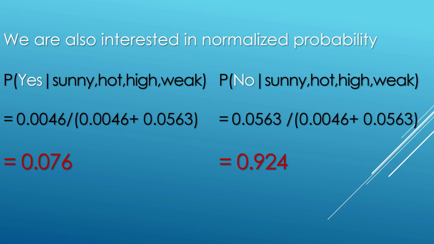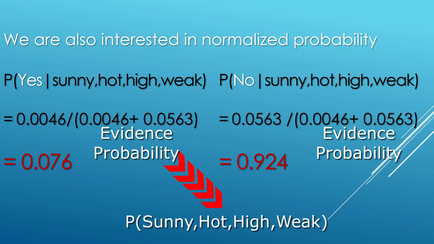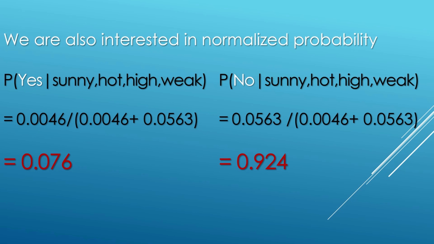The term by which we are dividing is also called the evidence. It is the probability of sunny, hot, high, weak given either condition, either yes or no. When you divide by that, it gets normalized to make the probability. So now our problem is solved. This is a very simple way by which we can classify anything. Given the past data, we can know how to classify, and we can use it in our machine learning algorithms.